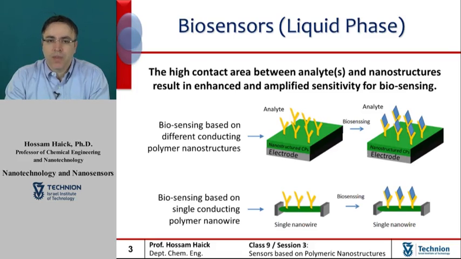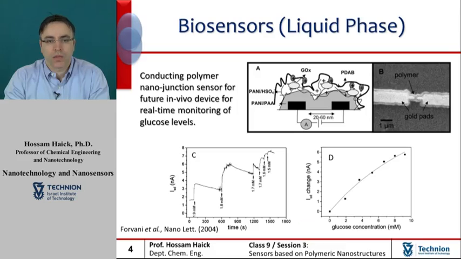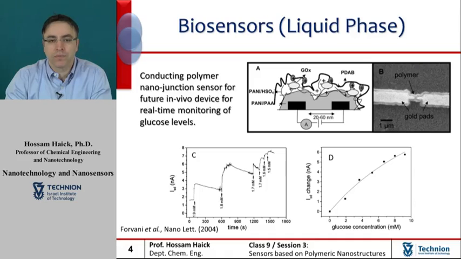In the presented scheme, you can see the application of different conducting polymer nanostructures in biosensing. In A, you can see biosensing based on different conducting polymer nanostructures, and then you can see biosensing that is based on a single conducting polymer nanowire. The high contact area between the analytes and the nanostructures results in enhanced and amplified sensitivity of the biosensing. Here we will present on this screen the new developments in the field of biosensors that are based on nanostructured polymer.